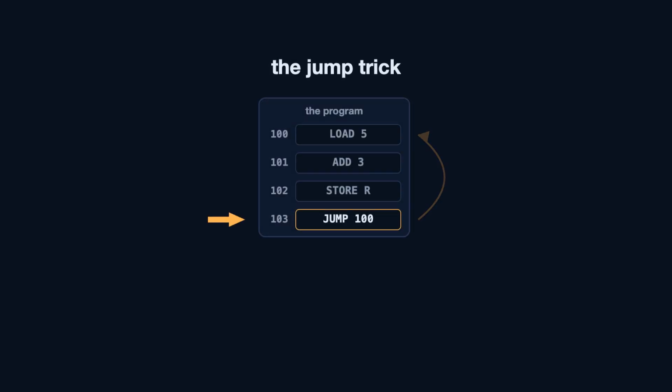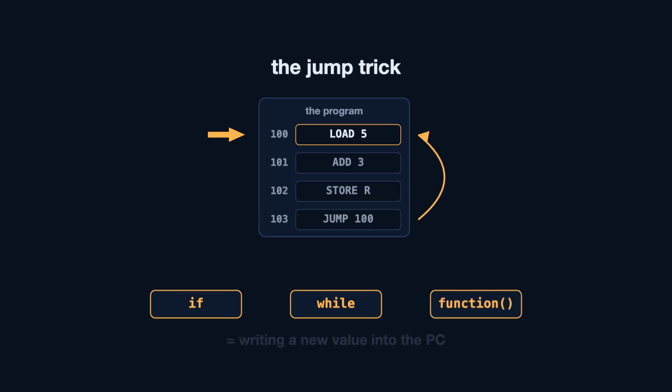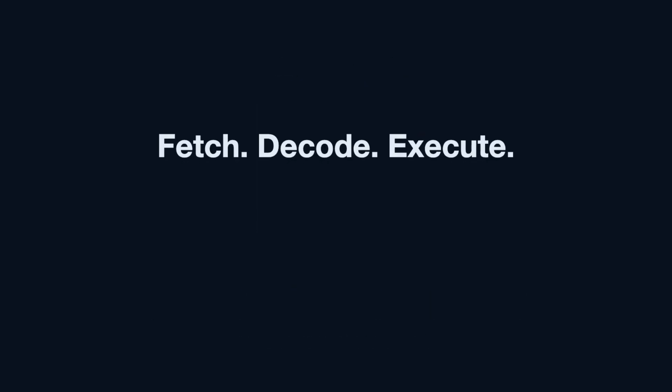And here's the magic. A jump instruction simply overwrites the program counter. The finger snaps to a new line. That one trick is every if, every loop, every function you've ever written. Fetch, decode, execute, repeat, that's a computer running.